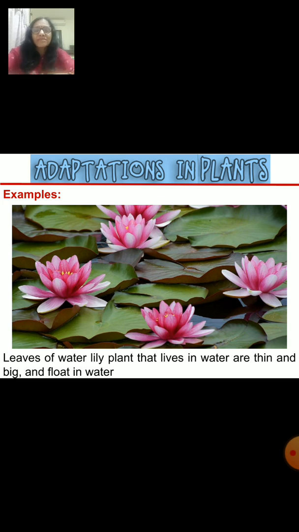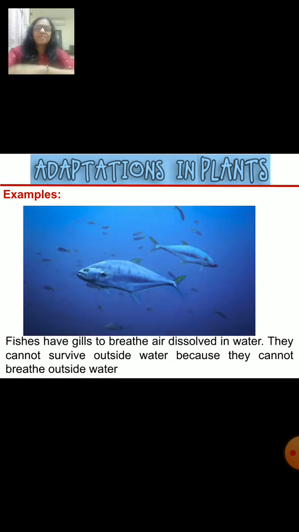So this is the adaptation of the water lily plant, you can see. Similarly, fish are very well known. Fish have a streamlined body, which means their body is streamlined so that they can swim nicely in the water. They also have gills to breathe air dissolved in water.